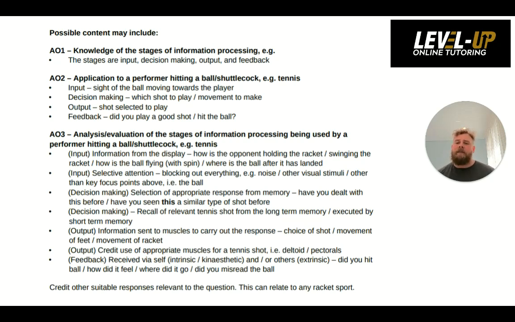And we have our decision making, selection of appropriate response from memory. Have you dealt with this before? Have you seen a similar type of shot before? We could also recall relevant tennis shots from the long-term memory, so executed from short-term memory. Then we have output, information sent to the muscles to carry out the response. So the choice of shot, movement of feet, movement of the racket. Credit, use of appropriate muscles for a shot, such as deltoids or pectorals.